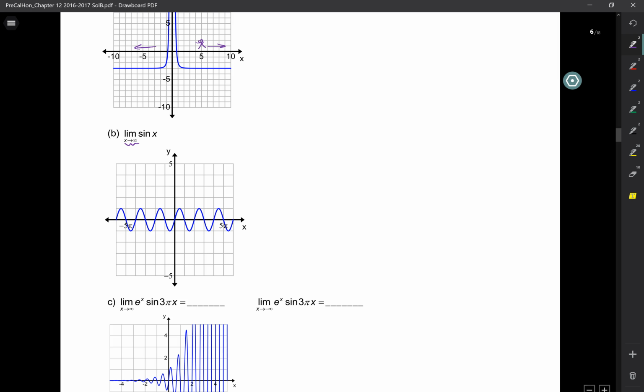Okay, here we're looking at x equals positive infinity. Okay, so as x approaches positive infinity, what's happening here? It's gonna be somewhere between positive 1 and -1. Do I know where exactly? No, so it's DNE.